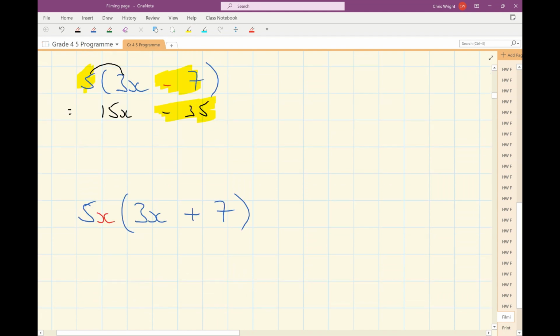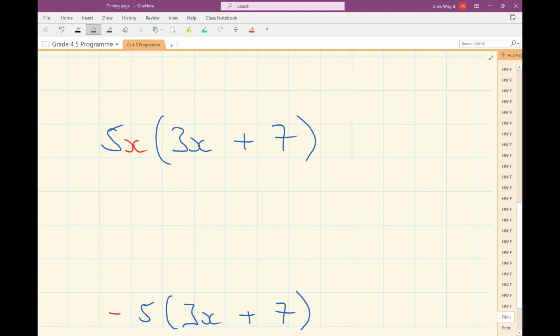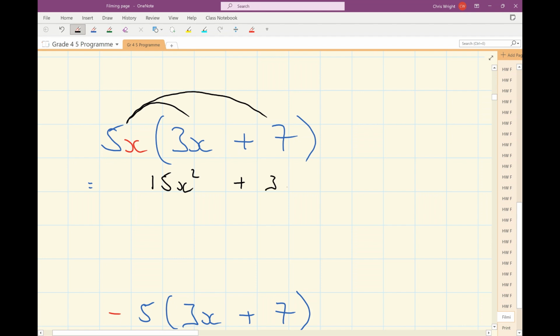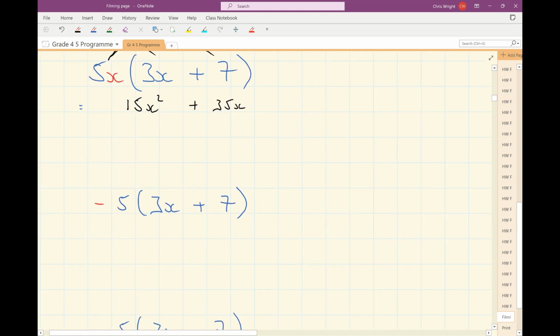Right, what about if instead of 5 times the bracket, it's 5x times the bracket? Well, same routine. 5x times 3x, that will be 15x squared, as I hope you were telling me before I worked that out myself. Copy the sign. 5x times 7 is 35x.